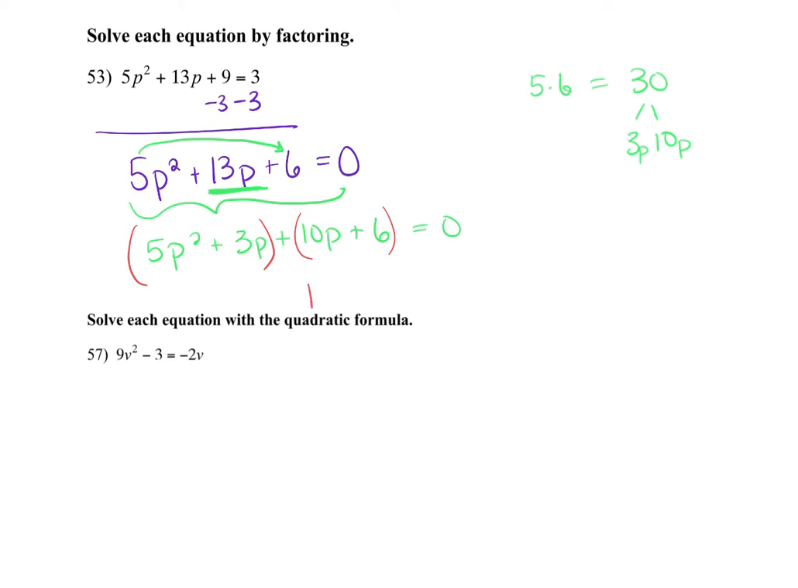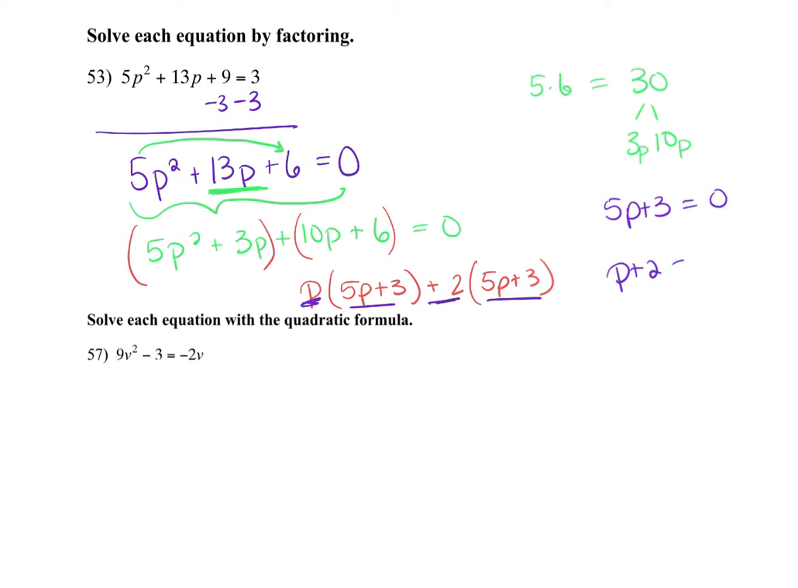Take out just a p to begin with here. So I have 5p plus 3. Take out a 2 in the second group. I have 5p plus 3, which, by the way, if it's factorable, is how it should always work. So then my factors are 5p plus 3 and p plus 2. Those are my 2 factors. Set them equal to 0 and solve. Subtract your 3, divide by 5. So p, subtract your 3, divide by 5, so negative 3/5 for that one. Subtract your 2, negative 2. Those are your answers. Okay?